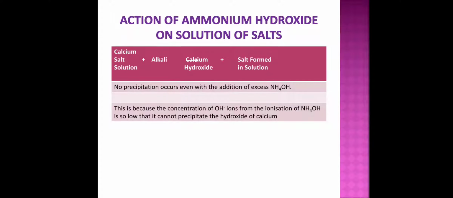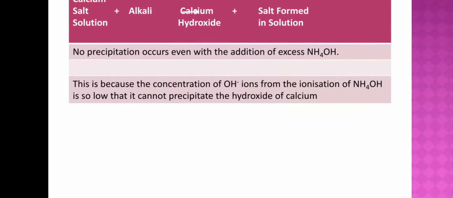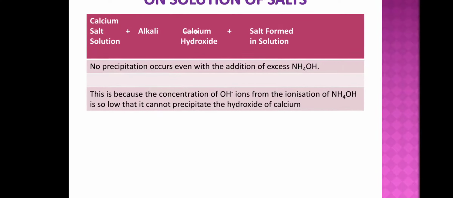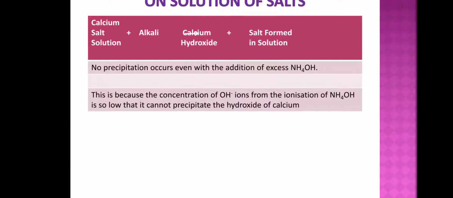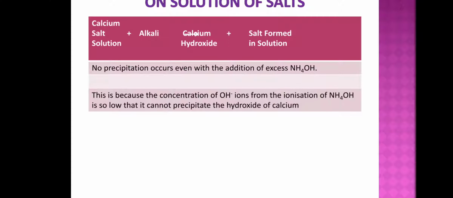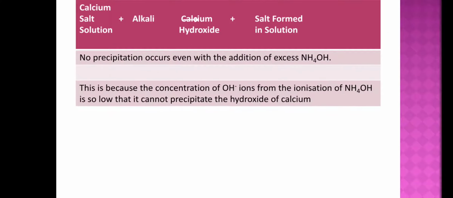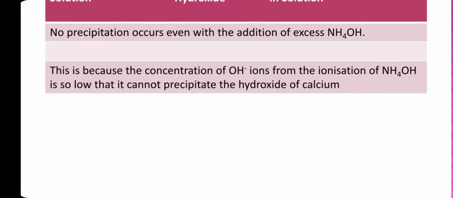Now let us see the action of ammonium hydroxide on various salts. First, we'll start with the calcium salt. When we start with the calcium salt, we see that no precipitate occurs even in excess of NaOH. If you take a calcium salt and you add ammonium hydroxide to it, it does not give us any precipitate even if we add excess of NH4OH, ammonium hydroxide.